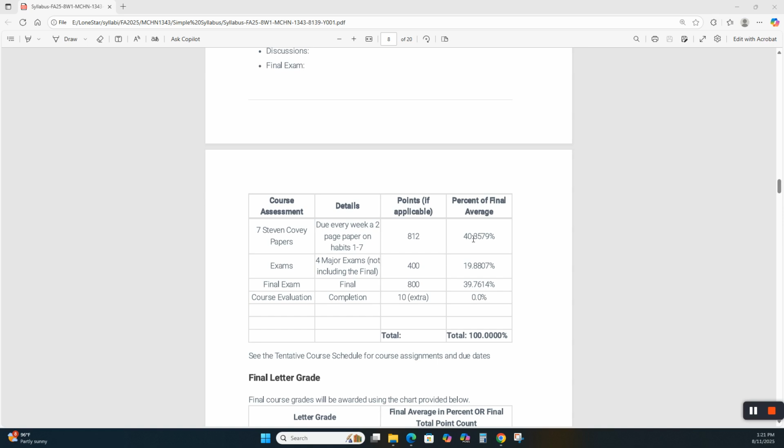Now, all 7 habit papers are a total of 812 points. That's 40.3579% of your grade. You can work it out. What is that? 116 a paper or something like that. All right. Okie doke. The exams are 4 major exams that are already in D2L, so you can get on them early if you want. And they're worth 100 points apiece. And then the final exam is worth 800 points.